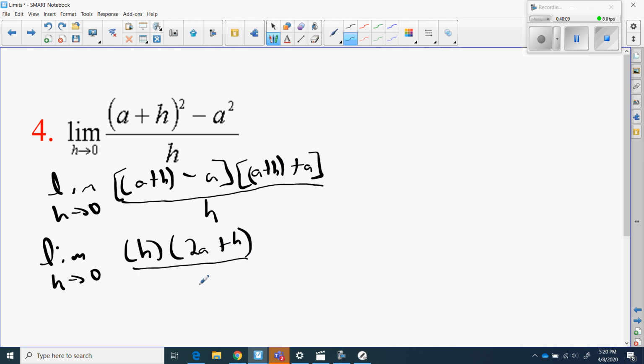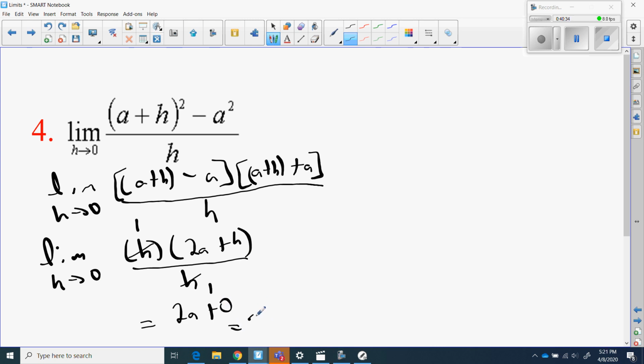All of that is divided by h. Well, those cross out. Perfect. That's the problem. That was because h is 0. That just gives me a 1 there and a 1 there. And now if we make h go to 0, I'm going to get 2a plus h, and h is going to become 0.